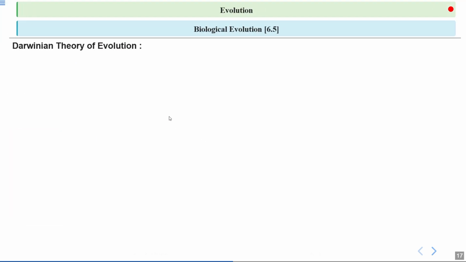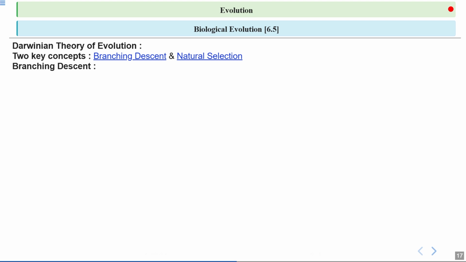Let's talk about the Darwinian theory of evolution. Darwin gave the concept of natural selection. Darwin's theory of evolution is basically based on two concepts: branching descent and natural selection. Now, what do you mean by branching descent? It explains how species evolved from a common ancestor. So there is a common ancestor and there are descendants of this common ancestor. That is why it is known as branching descent.